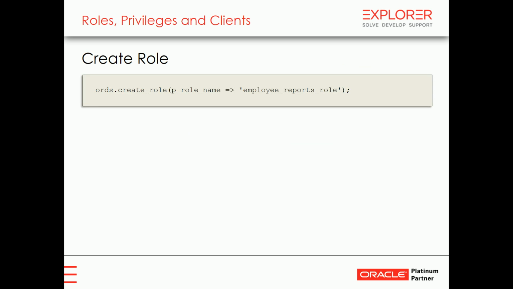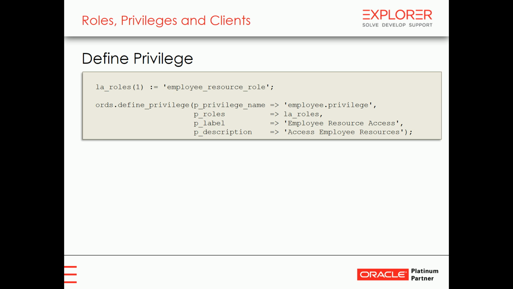So, as I said, the first step is to create the roles. A role can be allocated multiple privileges and is granted to the clients, and a client can be granted multiple roles. You can use the ORDS metadata view USER_ORDS_ROLES to query what's been created. Next, we need to define the privileges which are allocated to the roles. A privilege can be linked to multiple roles. However, in this example, the privilege will only be granted to one role.